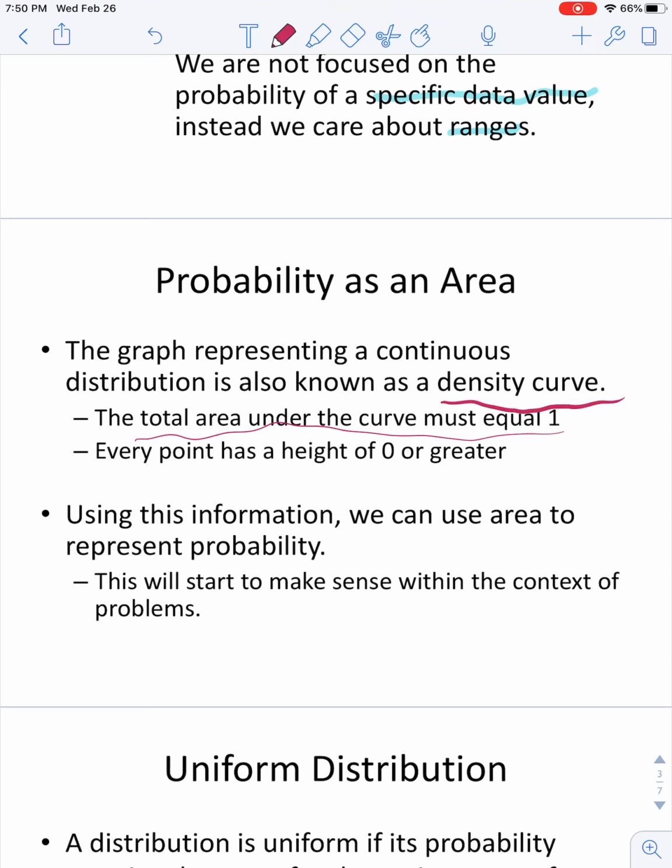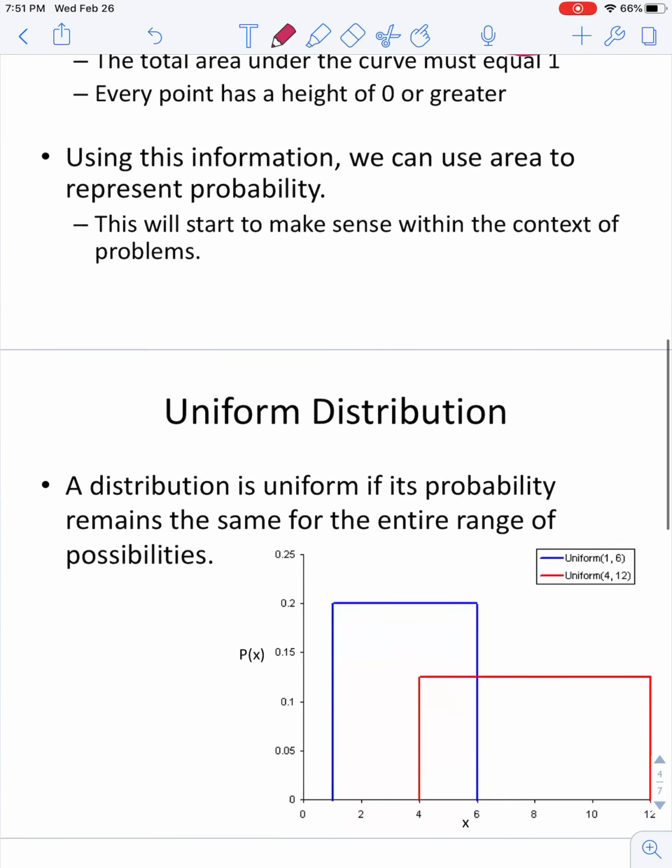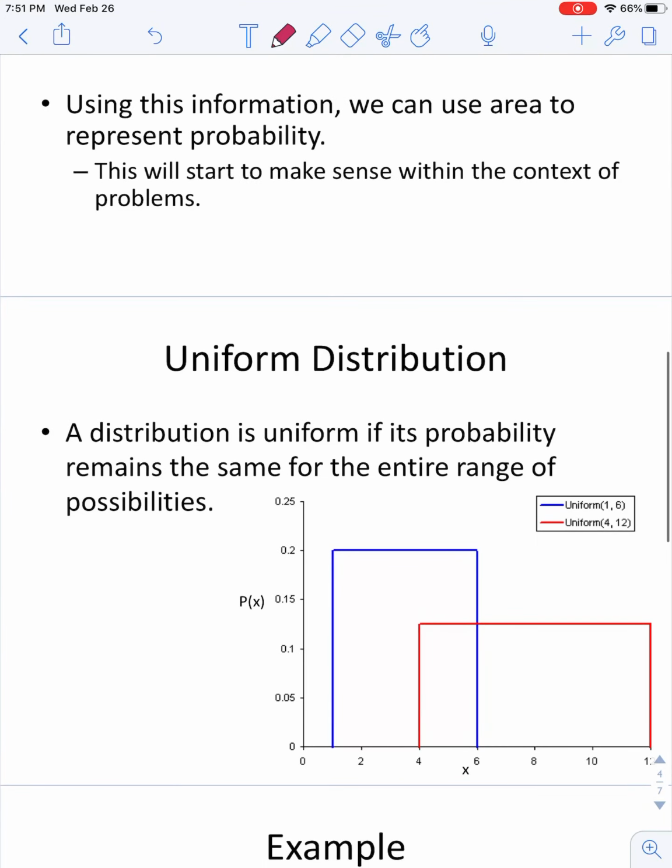So the shape acts like probability does, which is kind of a weird concept, but it's really effective for us in calculating probabilities. So once we use this information, we can actually calculate area and have it represent a probability, and we can solve probability problems using shapes, which is a really crazy new concept for us.